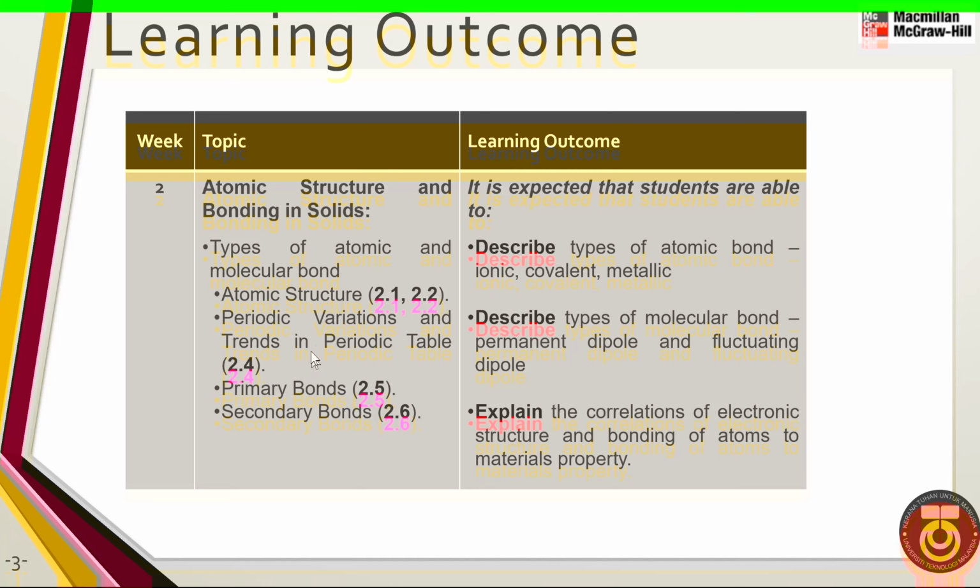Okay, so another topic that we will learn is the atomic structure and how the periodic variations and trends in the periodic table look in terms of electronegativity and so on and so forth. Okay, and finally the topic which is quite important is that students must be able to explain the correlations between the structure and also bonding of atoms towards the material property.